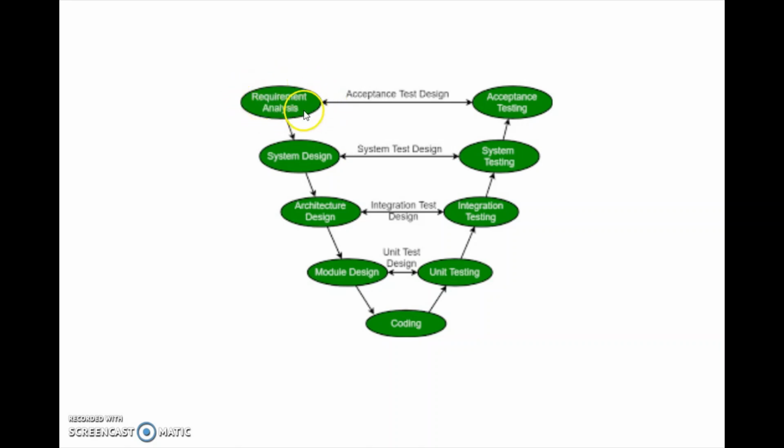Now this requirement phase corresponds to acceptance testing, that is the user acceptance testing. So that means if I am the user, and I am giving a particular SRS document to the development team or to the business analyst, when I receive the application for testing, I am going to check as per the requirement that I have given, isn't it? Right. So that is why there is this arrow in between which is saying acceptance test design. So this SRS corresponds to acceptance testing.